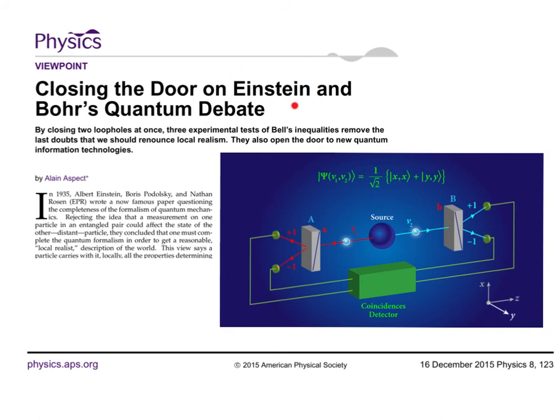Einstein loses the debate. Bohr is the winner by unanimous decision of the referees. And then the sort of pointing the way: the last sentence of the abstract is close one door, open another, opening the door for new quantum information technologies, which is what we're going to be talking about, things like quantum computing, and that's where we're headed in this course. So that's the big idea.